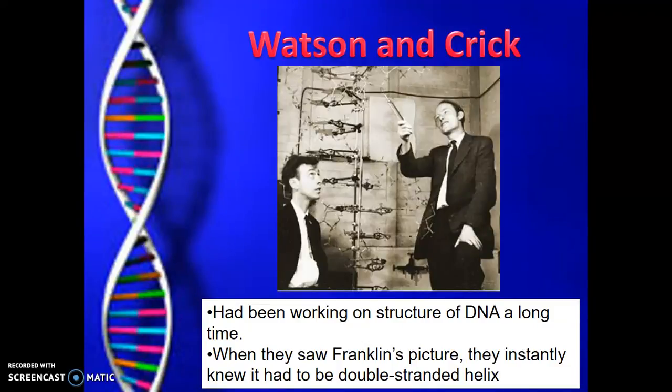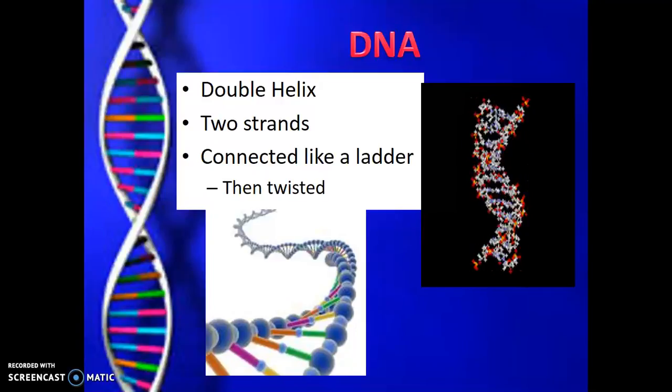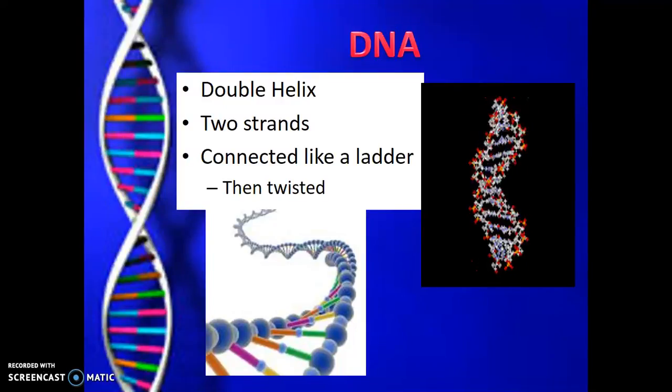These two guys, Watson and Crick, had been studying the structure of DNA for a long time, and they were trying to figure out what it looked like, but they couldn't figure it out. But as soon as they saw Rosalind Franklin's picture, they instantly knew, because they'd been working with it long enough, that the picture meant something to them. And they were able to go, I know what it looks like, and they were able to create a model. And they knew that it was the double-stranded helix. So remember Watson and Crick, because they are credited with discovering the shape of DNA.